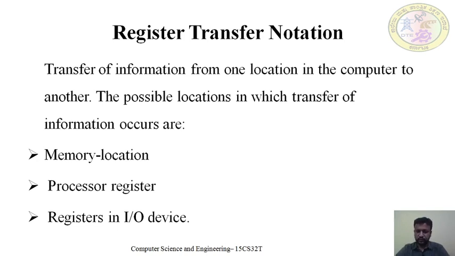Within the different registers, transfers can be from processor register to memory location or IO location, and within the registers in IO device itself. An IO device also has some registers within it, and transfers can be from IO device register to memory or processor register, or from processor register directly to registers in IO device.